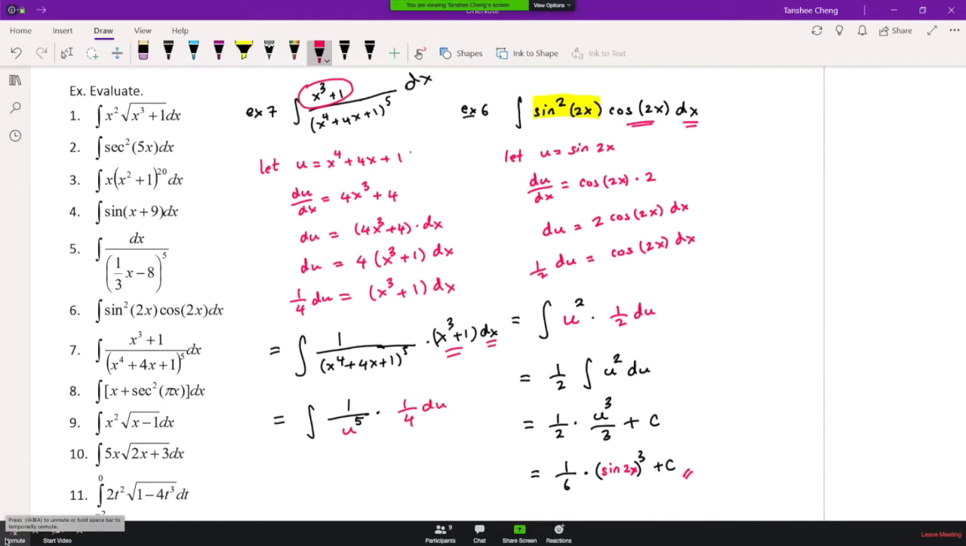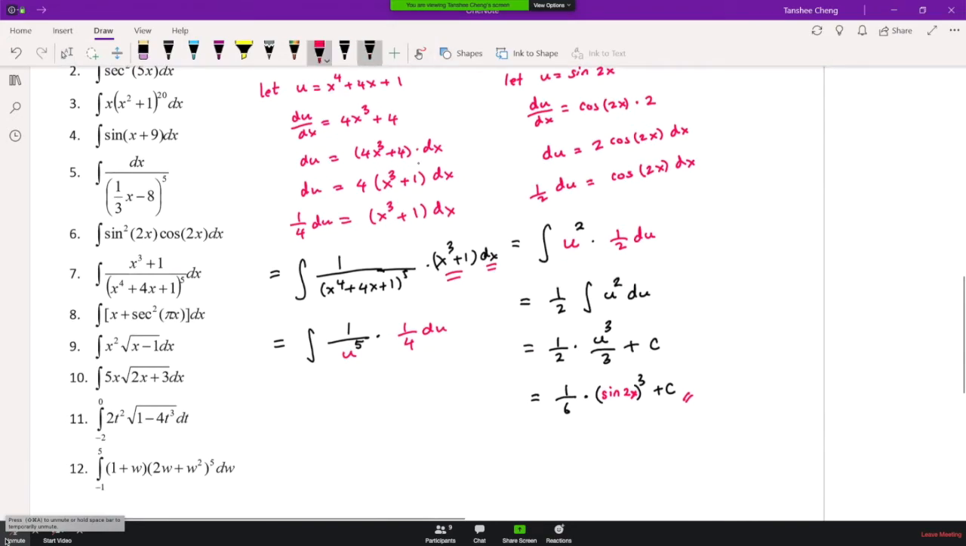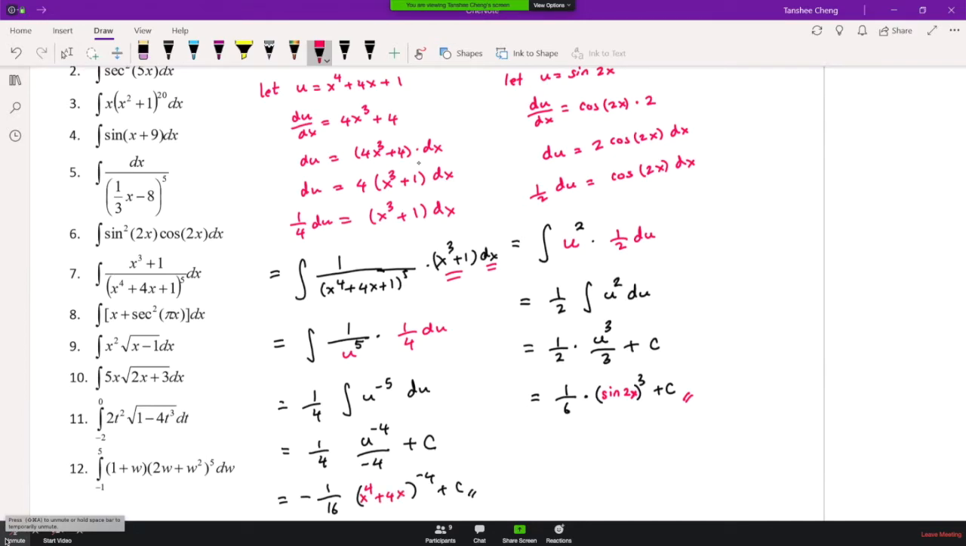1/4 du. So now, simplifying it to take the integral, that will give me 1/4 integral of u to the negative 5th power du, which is 1/4 times 1 divided by that number plus a constant. So this gives us negative 1 over 16 u to the negative 4th power plus a constant, where my u is simply the polynomial x to the 4th plus 4x plus 1.